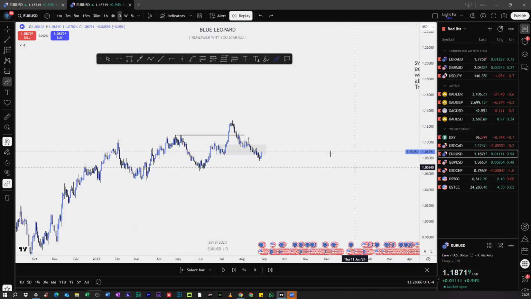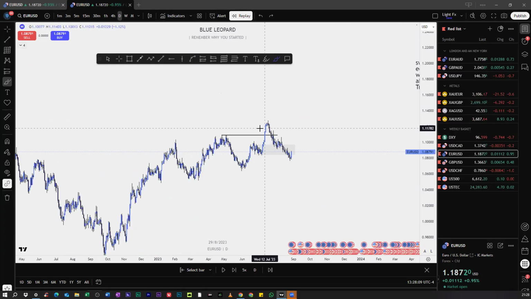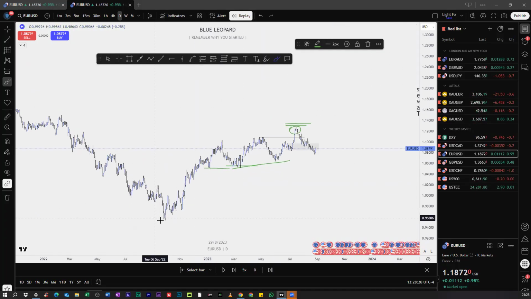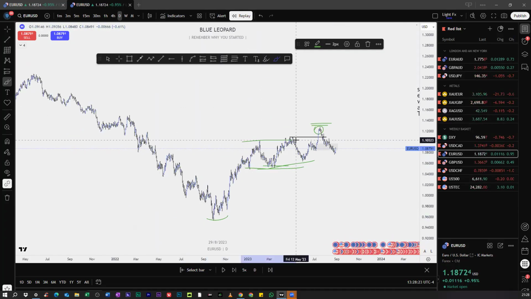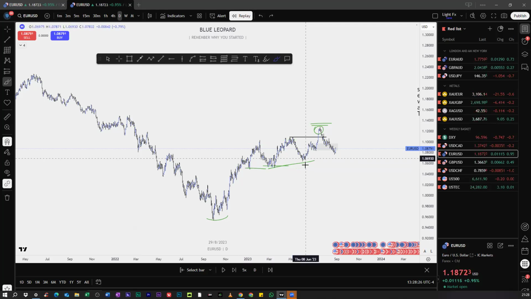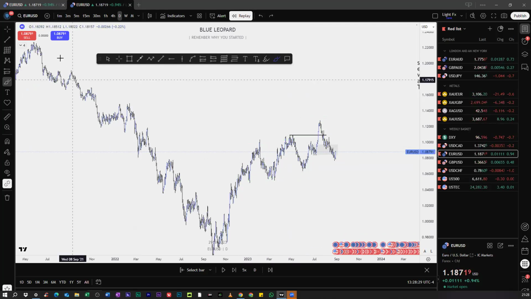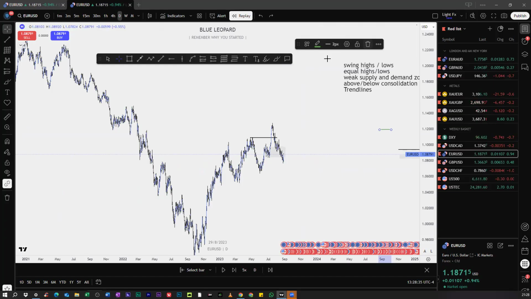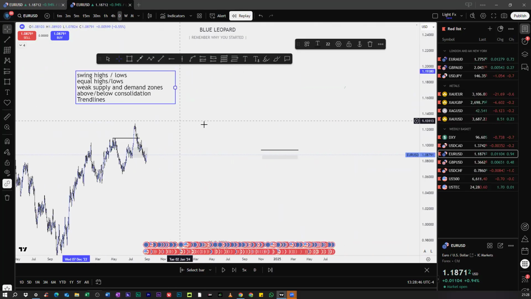Why? Because after an inducement, now we know where price is going. If we took out liquidity here, it means there's less liquidity here and more here, or here. And remember the swing highs and swing lows inside the range, below and above the consolidation. You just need to mark two things, like I told you: the sweeps or the inducements, and the targets. The targets are, like I told you, weak supply and demand zones.